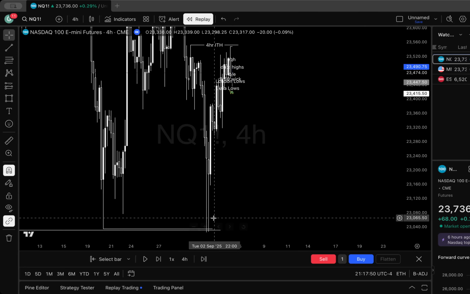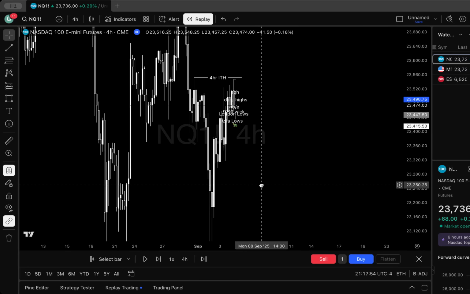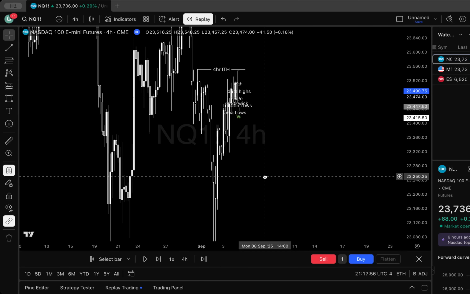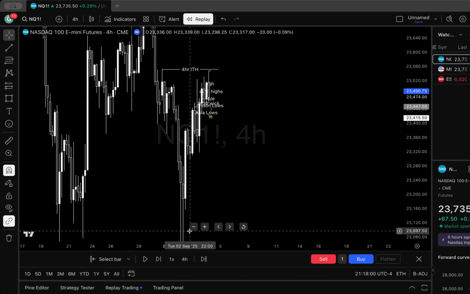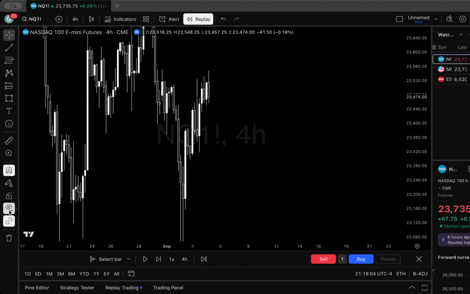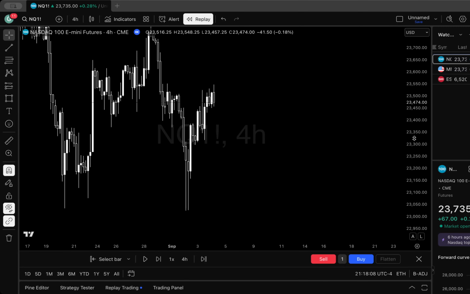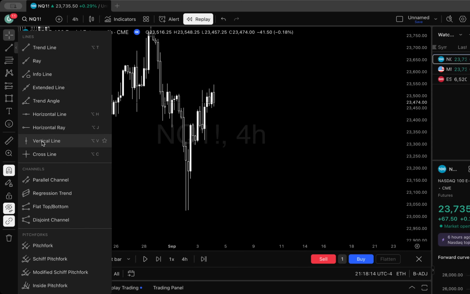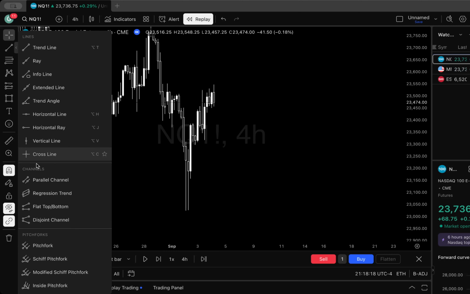And what are we doing from this level? We're getting that obvious displacement. So getting my bias is relatively simple. I'm just looking at what we're doing on the higher time frame. Let me remove my drawings really quick. Okay, so if you can see on the higher time frame, this just looks like a super obvious buy model now, where we took out all those lows and now we're just going to go back to the highs.